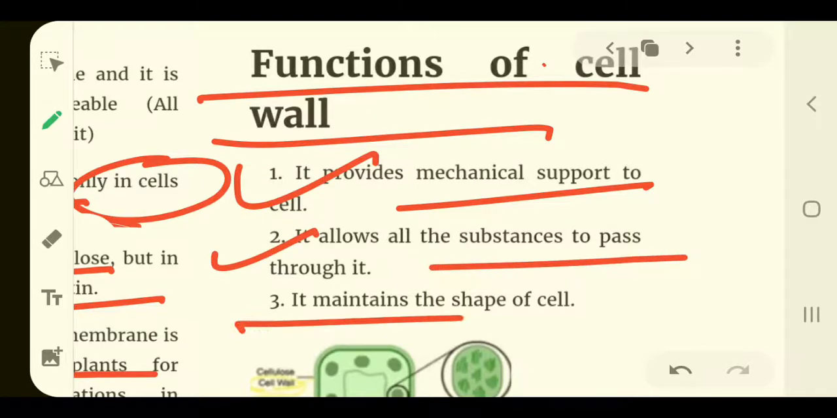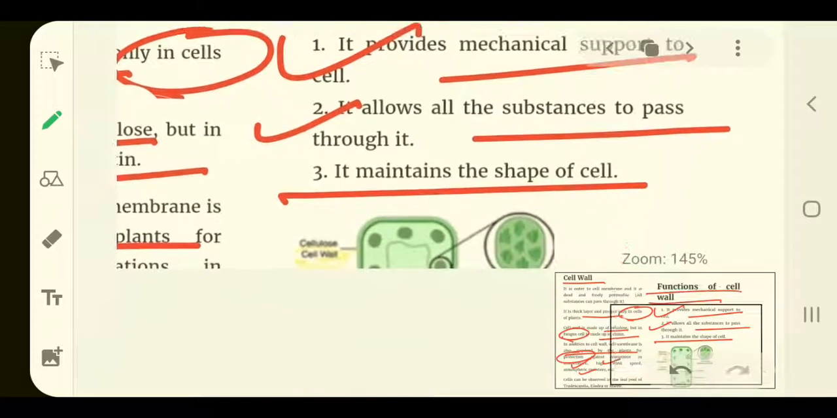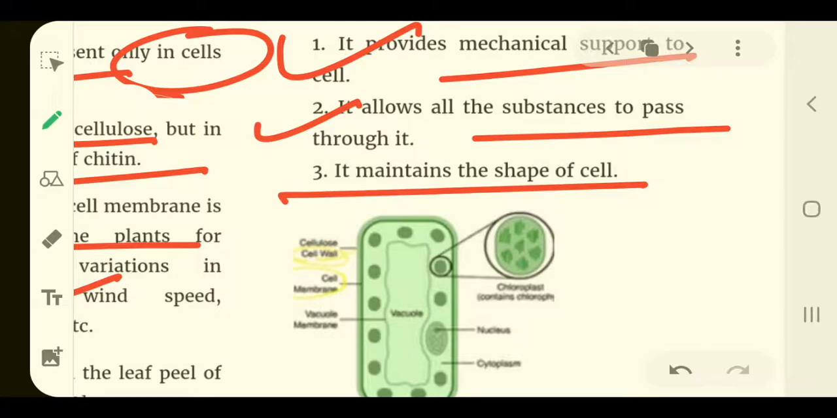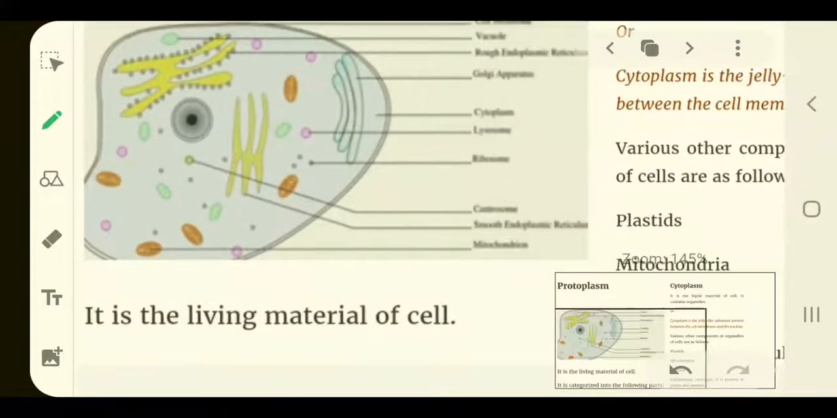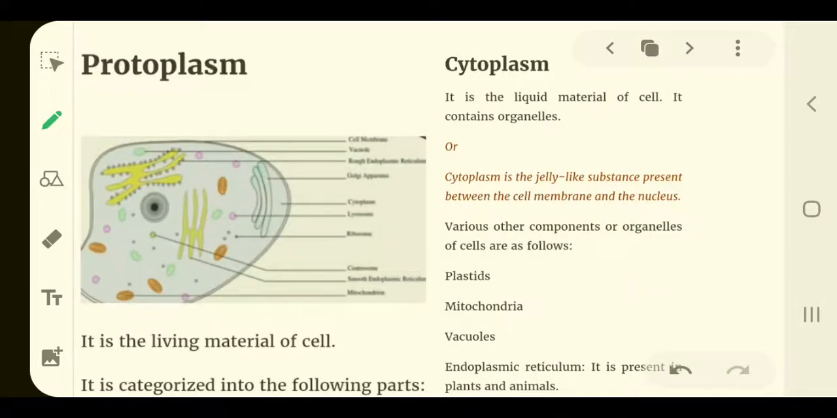And since plants have a definite shape, the cell wall provides and maintains the shape of the cell. That is the cell wall. So make sure this term is known to you very clearly.